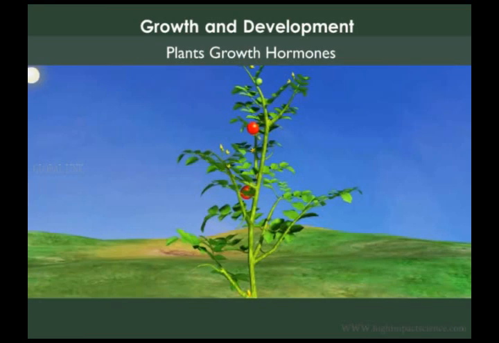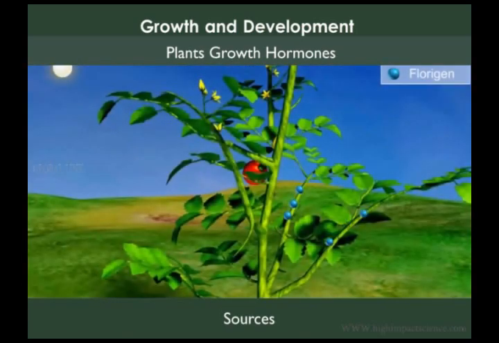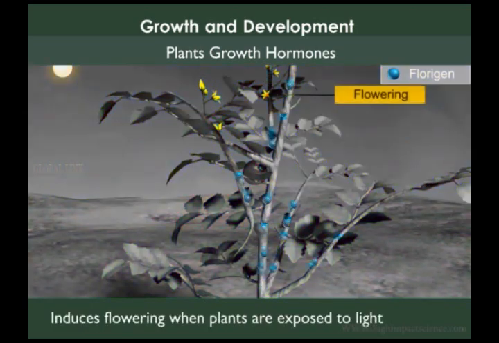Another plant growth regulator is called florigen, which is synthesized in the plant's leaves. When the plants are subjected to light, this hormone moves to the shoot tips where it induces flowering.